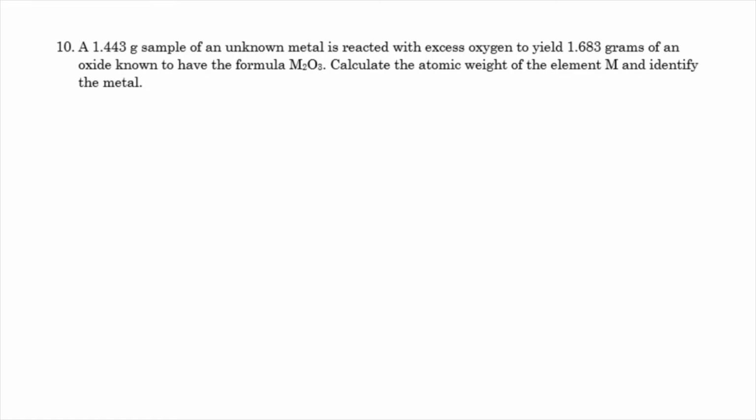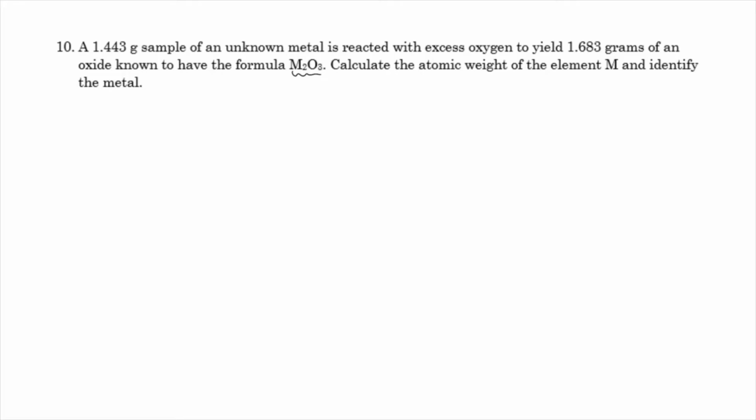Last question. This is a variation on ones that we've done on other worksheets. We have 1.443 grams of a metal. It reacts with oxygen, and it forms 1.683 grams of an oxide. An oxide is just a compound that has oxygen in it, and the oxide has the formula M2O3. We want to figure out what element M is. On the answer key, I have it done two different ways. I'm actually going to do it only one of the ways. You can look at the answer key for the other.